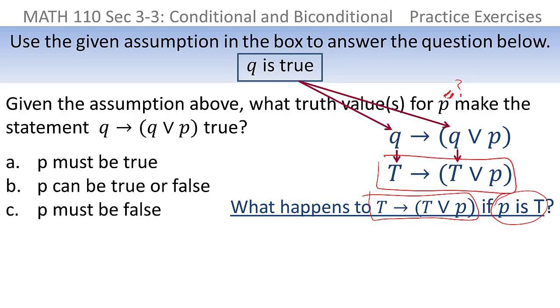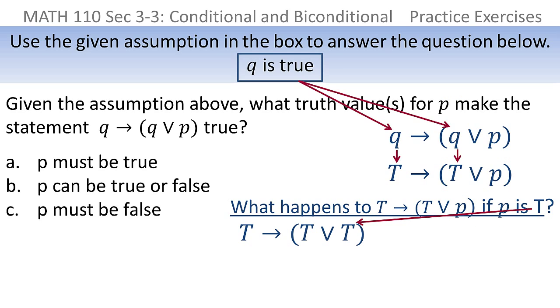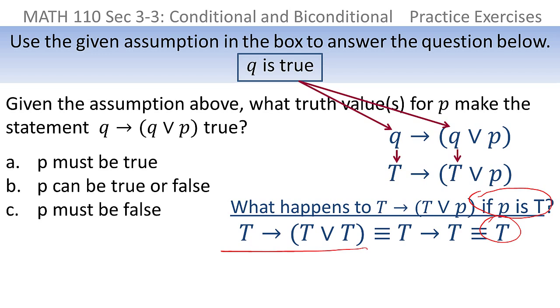Let's do it. If P is true, that means I'm going to plug in a true for P, and I end up with true implies the compound statement true or true. But I know that true or true is true. So since true or true is true, I'm simply now left with the implication true implies true, which I also know is true. So if P is true, the statement comes out true.